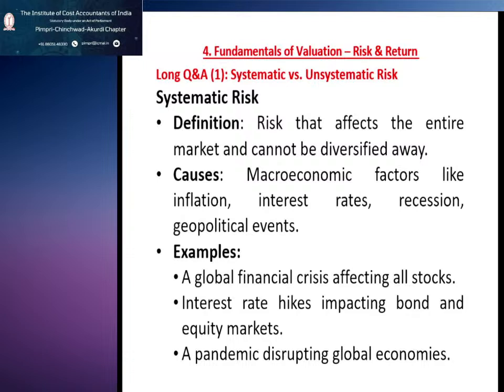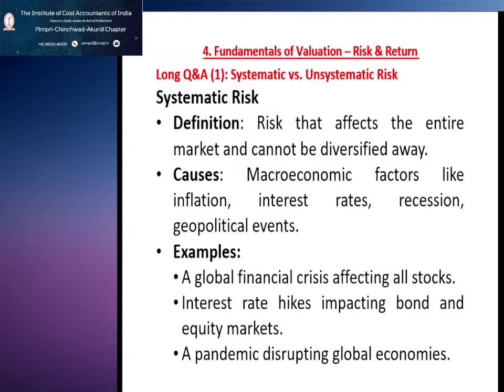Now let's look into the long question and answer which have been given in the study material at the end of the chapter. So long question and answer 1 deals with systematic and unsystematic risk. So let's understand systematic risk. So definition wise, systematic risk is risk that affects the entire market and cannot be diversified away. So this is something which cannot be controlled in a way. It is caused because of the macroeconomic factors like inflation, interest rates, recession and geopolitical events. Example wise, a global financial crisis affecting all stocks. Second example could be interest rate hikes impacting the bond and equity markets. And third, as the entire world saw, was a pandemic disrupting the entire global economies.